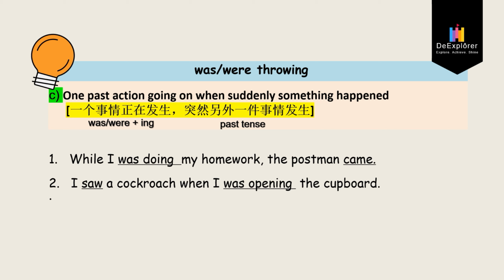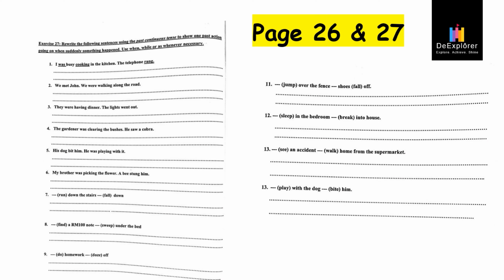正在就是正在发生先 number 1 哦，第一个，然后突然间发生的就是那个 number 2的，就是 I saw a cockroach. Okay, so you don't have to copy this into your exercise book. Just wait for the exercise in your workbook. Okay. Look at workbook page 26 and 27.